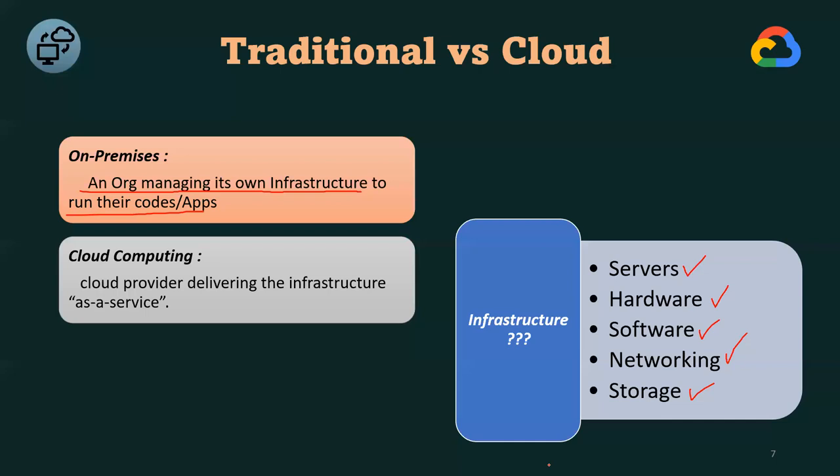In a cloud computing model, the organizations don't manage the infrastructure, because the cloud provider will deliver the infrastructure as a service to you. You will be deploying your applications on top of this infrastructure. So this is the main difference between the on-premises and cloud computing model.